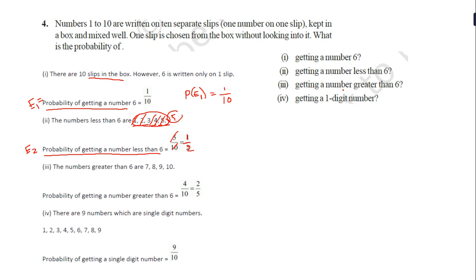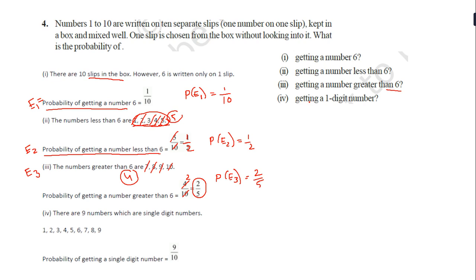Now third, getting a number greater than 6. So greater than 6 are 7, 8, 9 and 10. So total 4 trials, say E3. How many numbers are greater than 6? 7, 8, 9 and 10. So 4 by 10, we can divide it by 2, so we get 2 by 5. So P(E1) is 1 by 10, P(E2) is 1 by 2, P(E3), that is the third event, is 2 by 5.